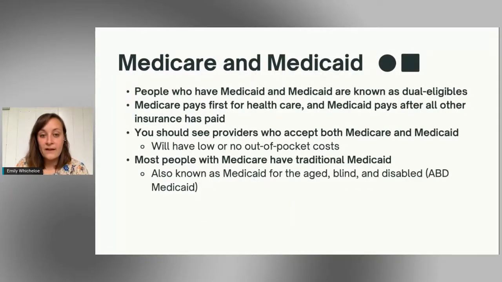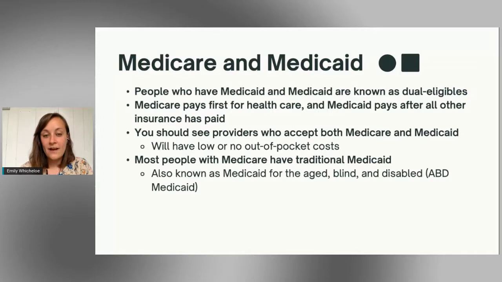You can have Medicare and Medicaid at the same time, and people who have both of these benefits are known as dual eligibles. When you are enrolled in both programs, Medicare pays first for your health care, and Medicaid pays after all other insurance has paid. You should see providers who accept both Medicare and Medicaid so that you have the lowest or no out-of-pocket costs.